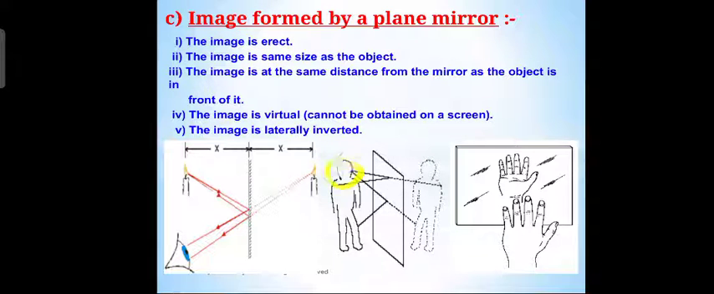There is a person standing in front of the plane mirror, and its image is like this. Erect means सीधा image बनेगा आपका, और सीधा बनेगा, same size का बनेगा. The image of the object will be of the same size. The image is at the same distance from the mirror as the object is in front of it. जितनी दूर होगा ऑब्जेक्ट उतनी ही दूर पर आपका इमेज भी बनेगा.